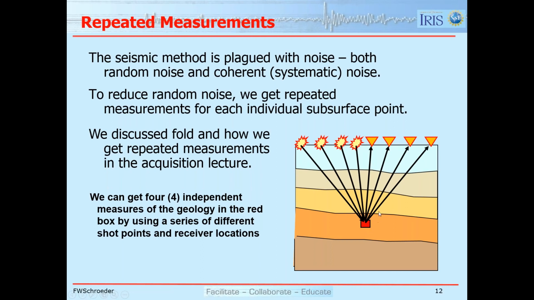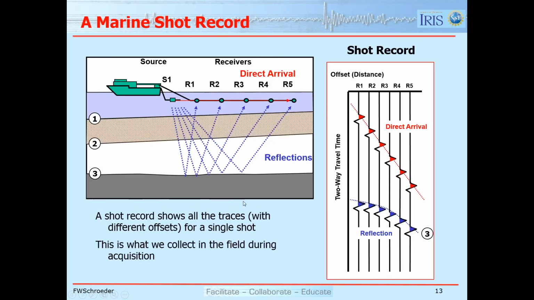So we can get, in this case, 4 different independent measures of the reflectivity at the red box. Now, if we have noise and the noise is totally random, if we add all 4 of these together, the geological signal will be enhanced, and random noise, because sometimes we have positive values and sometimes negative values, will tend to go towards 0. So stacking is a way in which we can enhance the signal and decrease at least random noise.